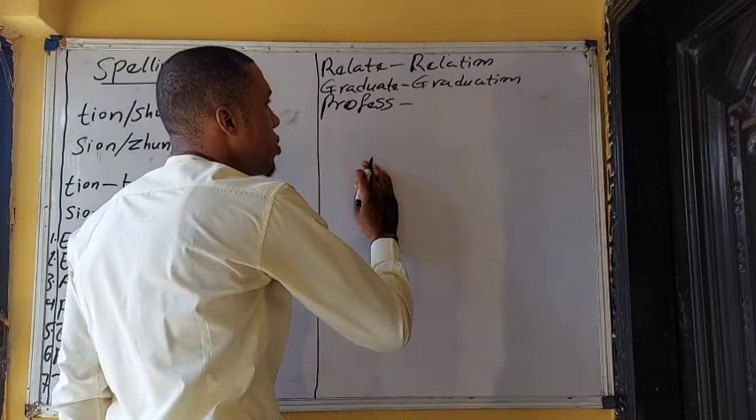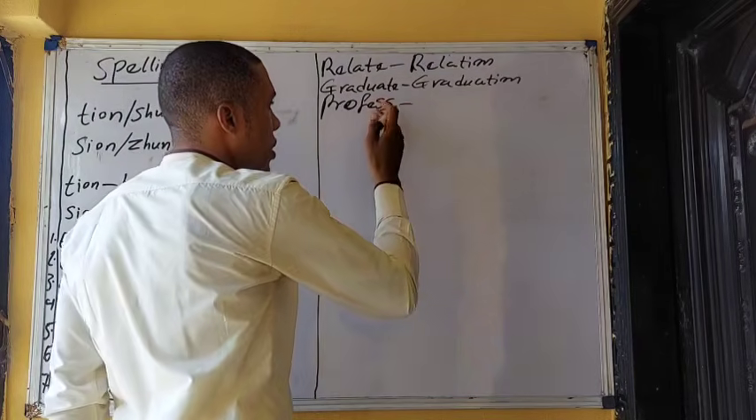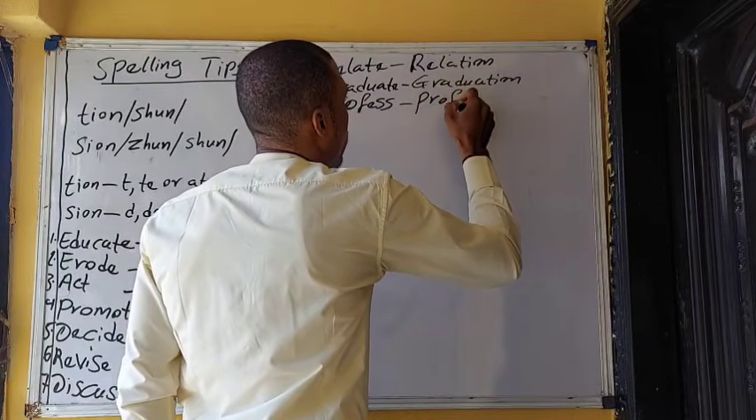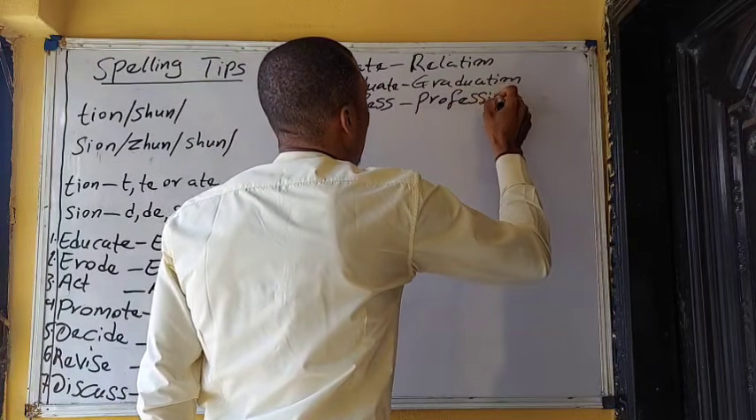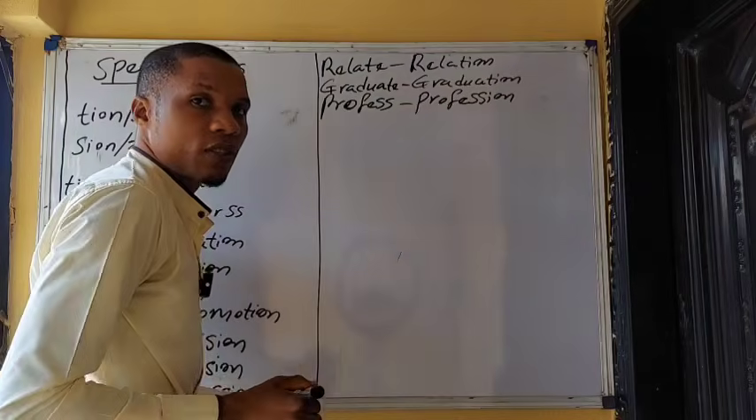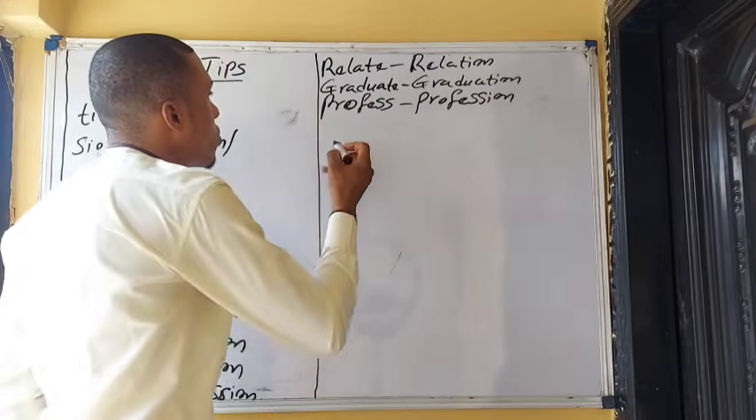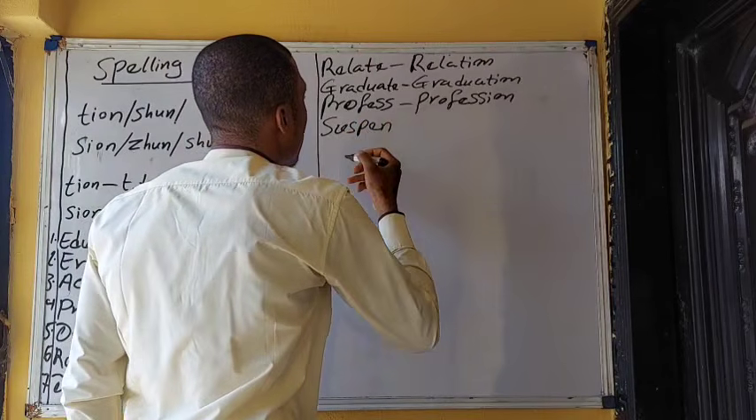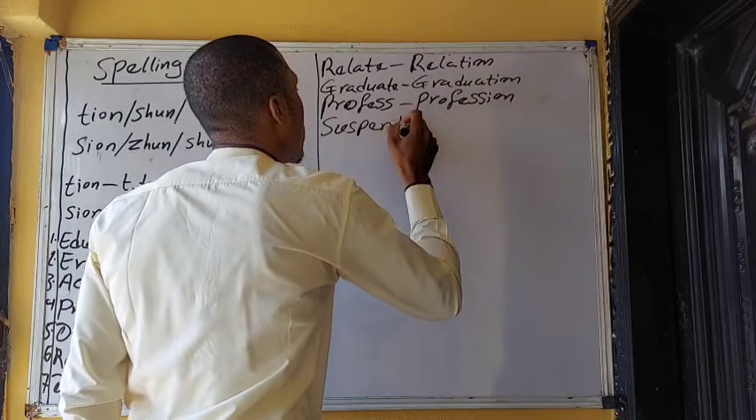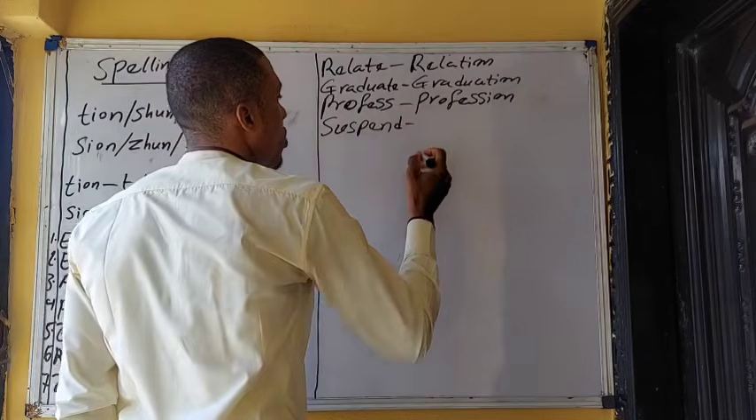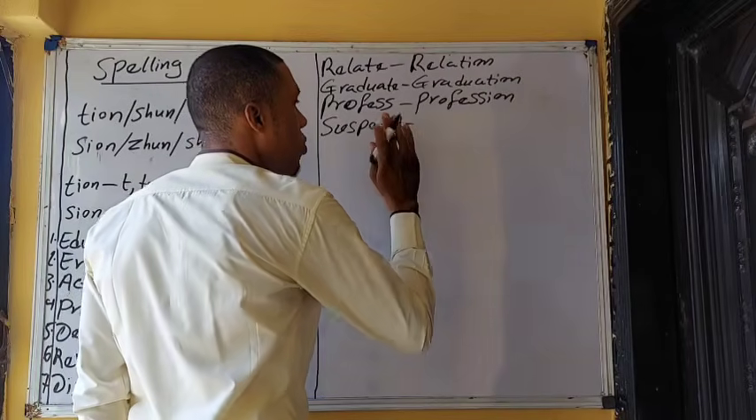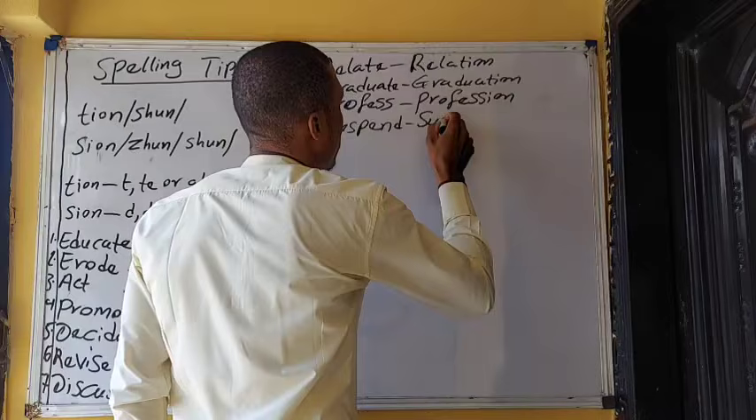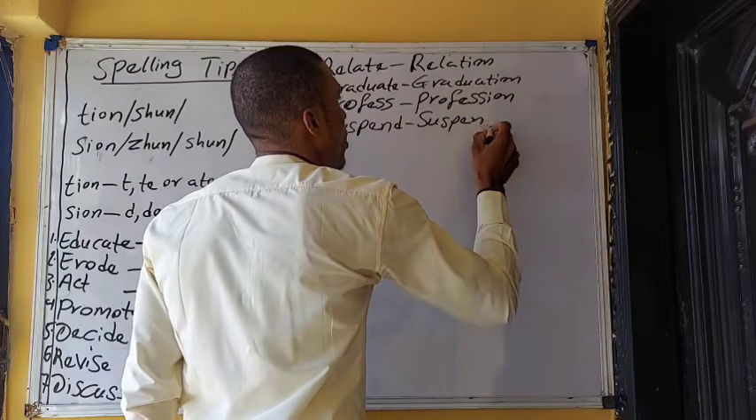So we are going to be using which of the tion now? The S tion. So we have profession. Is that clear? Next we have suspend. Which of the tion is ending with D? So we are going to be using the S tion. We have suspension.